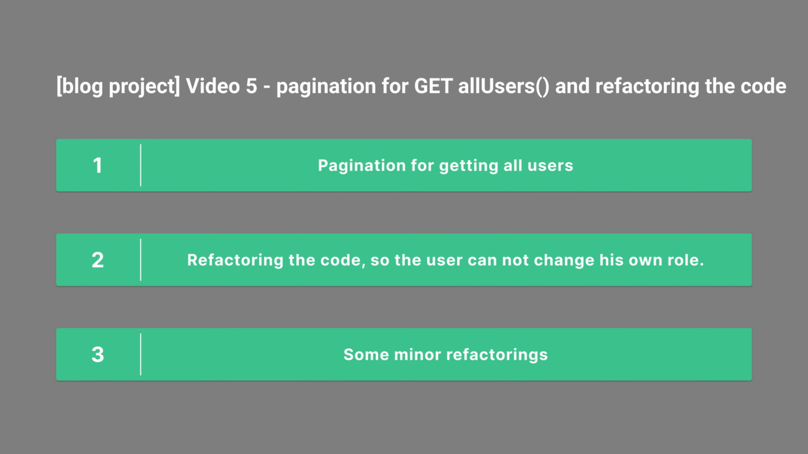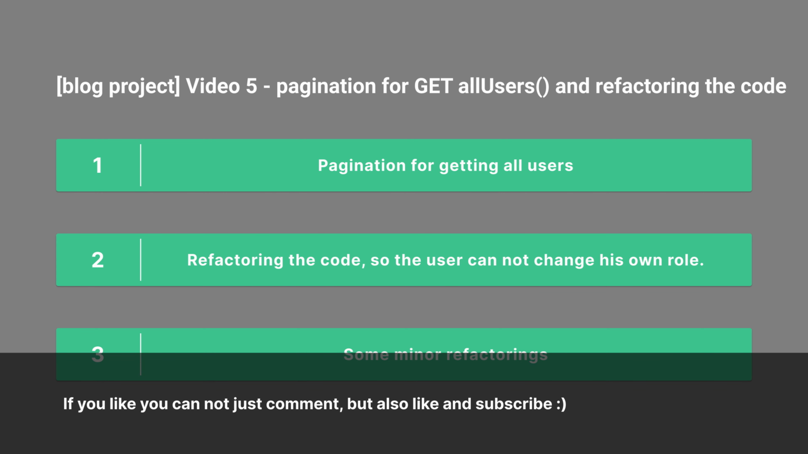So in video 5 we want to add pagination for getting all users. So you can, for example, say we want to get 10 users, and then we get a second page with another 10 users. So you have at the first page user 1 to 10, on the second page user 11 to 20, and so on. So it's easier to display this in the front end later. Then we will refactor the code so the user cannot change his own role, like we specified in the next stories, and we want to do some minor refactorings.